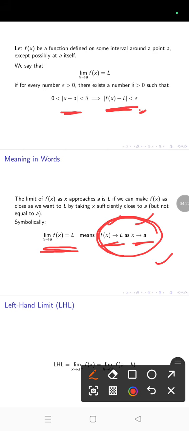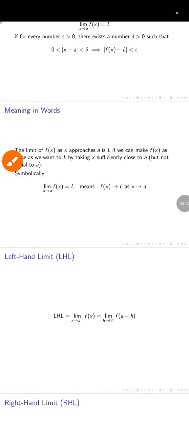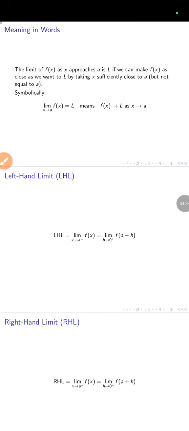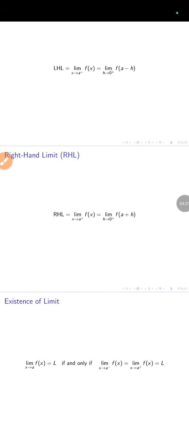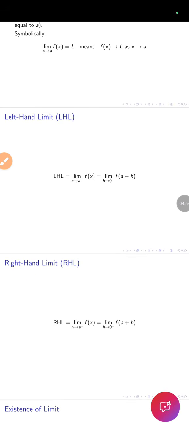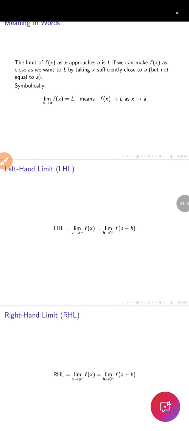Now come to the existence of the limit. LHL means left hand limit, RHL means right hand limit. When both LHL and RHL are equal, then your limit exists. So first know what LHL is.